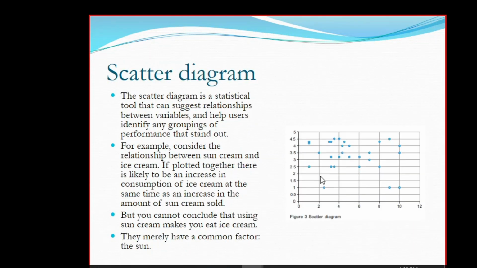A scatter diagram is also a statistical tool that can suggest relationships between variables and help users identify grouping of performance that stand out. So also, if you have ever worked with statistical tools before, this is called a scatter diagram. And you see that over here, we have many dots. Since we have many dots here, it means that in this area, it seems that we are having more problems than, for example, this area here. This is what a scatter diagram shows you.